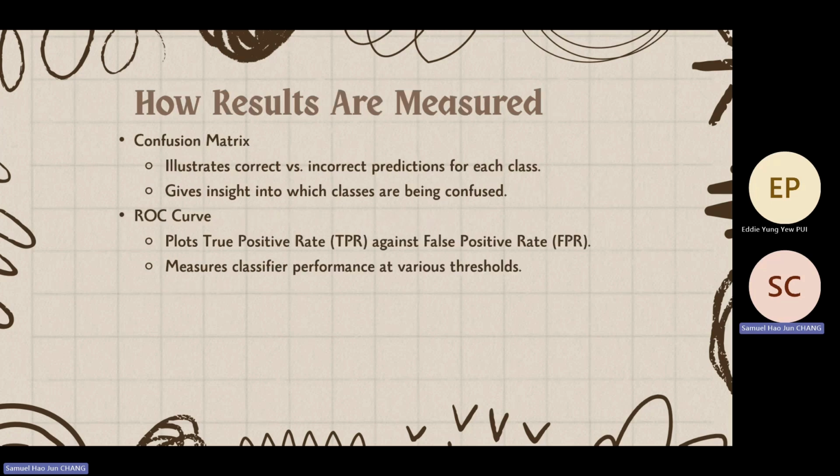We are using the evaluation methods mentioned earlier, which are the confusion matrix and the ROC AUC curve. The confusion matrix will illustrate the correct versus incorrect predictions for each class, providing a very detailed view of the model's performance. It also helps identify which classes are being confused, offering insights into potential areas for improvement, while the ROC AUC curve plots the true positive rate against the false positive rate to evaluate the classifier's performance. It measures the model's ability to distinguish between classes at various decision thresholds.